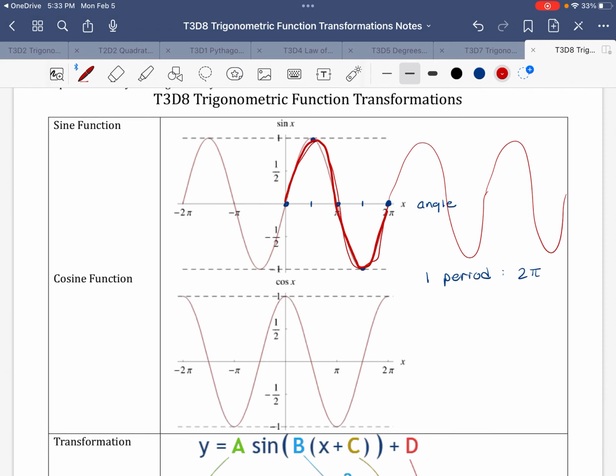Now cosine is very similar, but at 0 it is actually at its maximum value of 1, and then we'll go down and then come all the way back up. The same 5 important points apply, except now we're starting at our very top point, and then at pi in the middle, it makes it to our very lowest point, and then at 2 pi, it makes it back up. And again, just like our sine function, it'll just keep repeating, right?